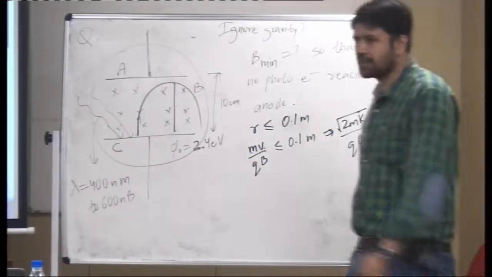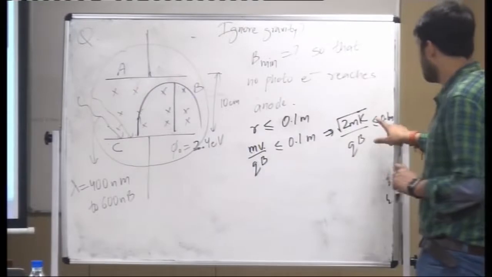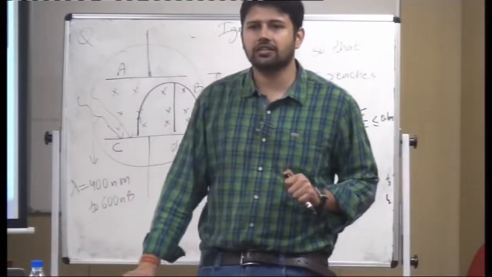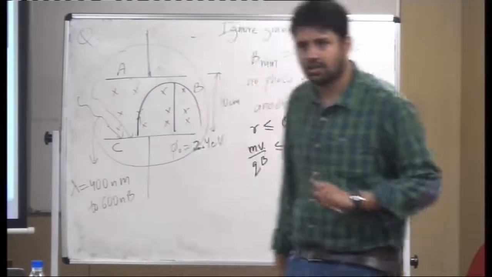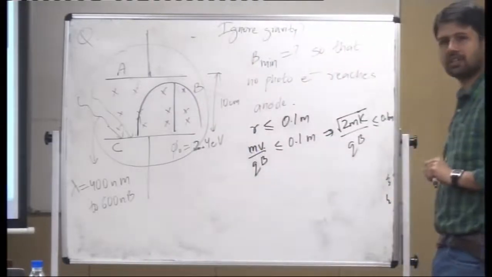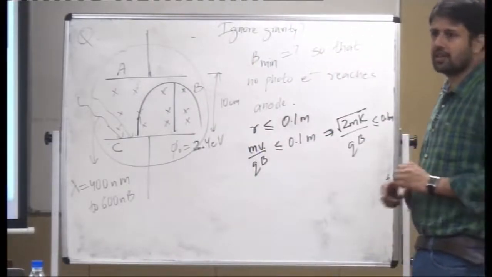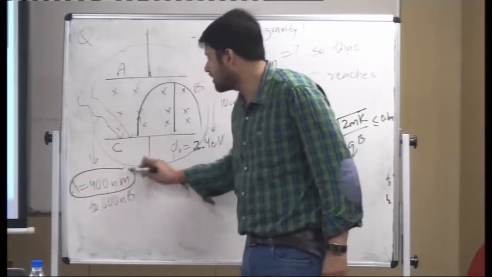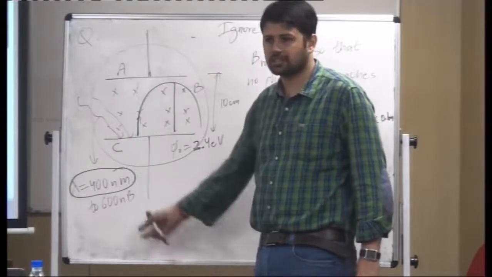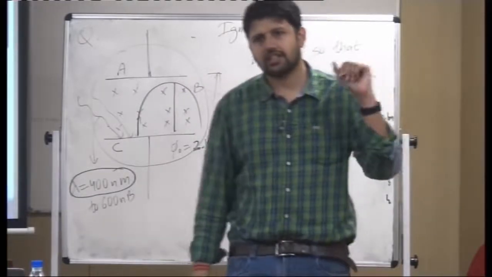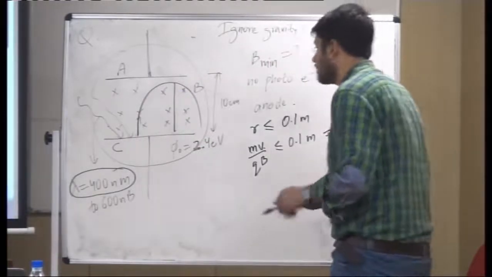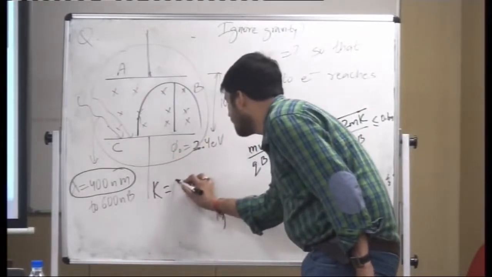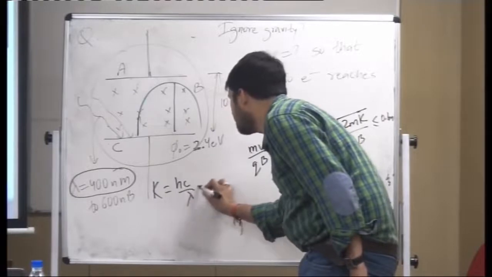Okay, right? So for K, if you can turn the fastest electron, you can turn all of them, and the fastest electron is emitted by this radiation, 400 nanometer, not by 600. Lower the wavelength, higher is the energy. So the fastest electron emitted has kinetic energy hc by lambda minus phi naught.